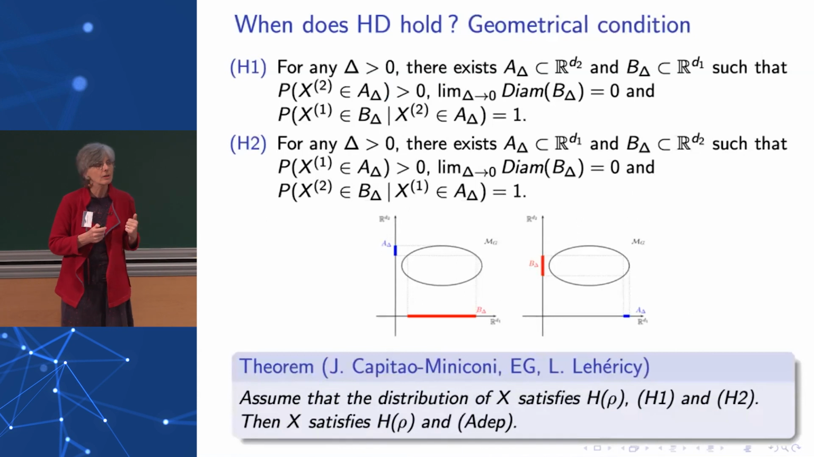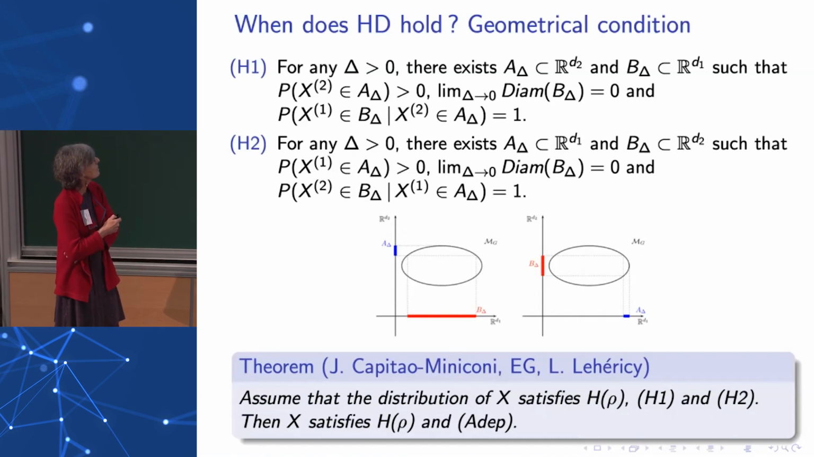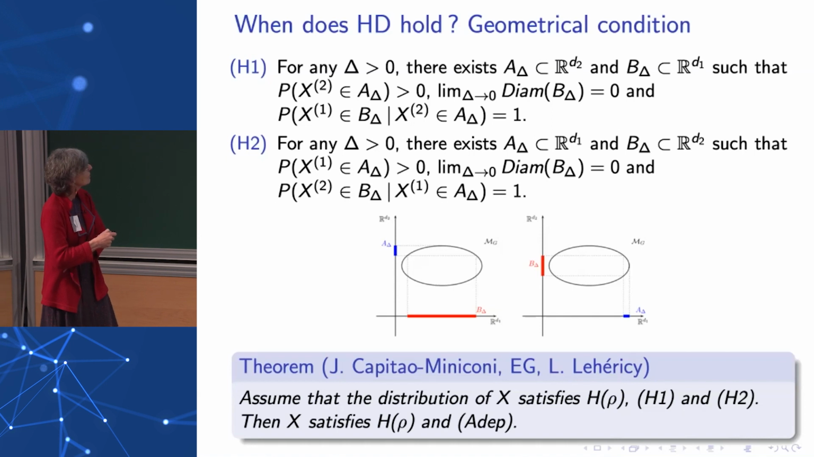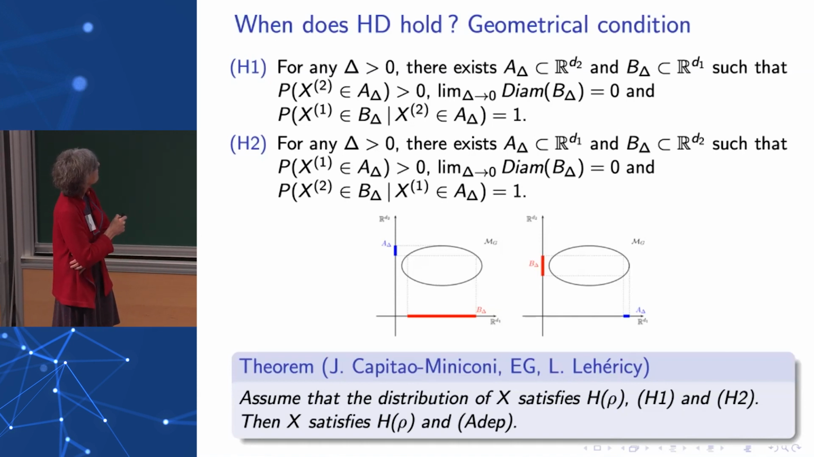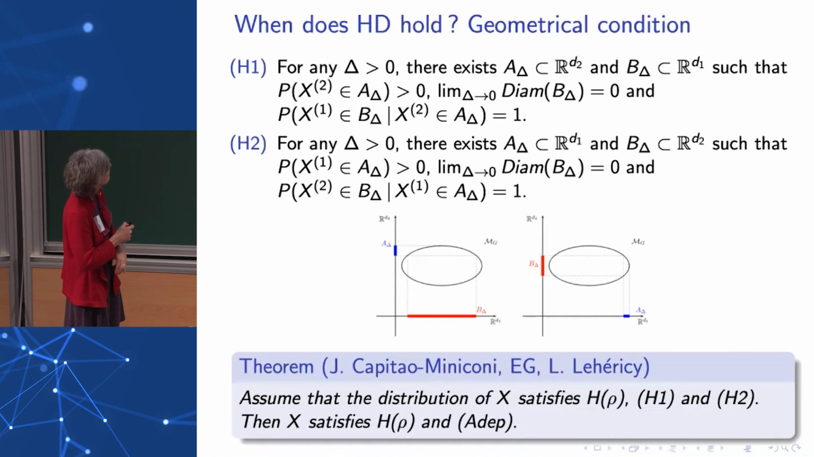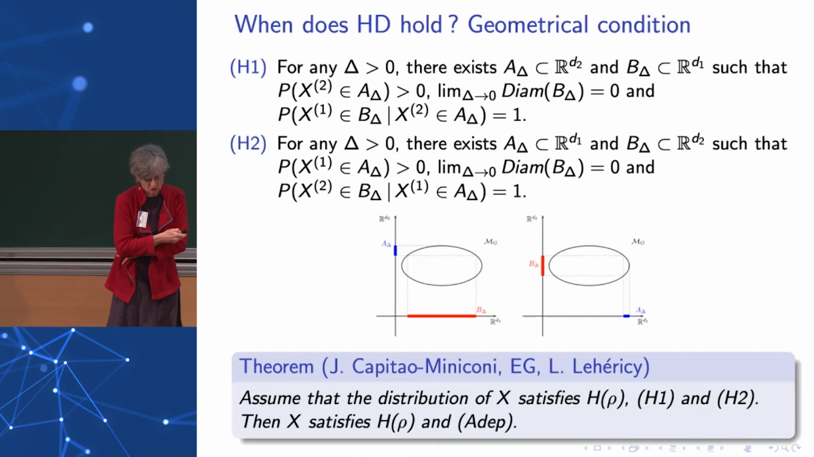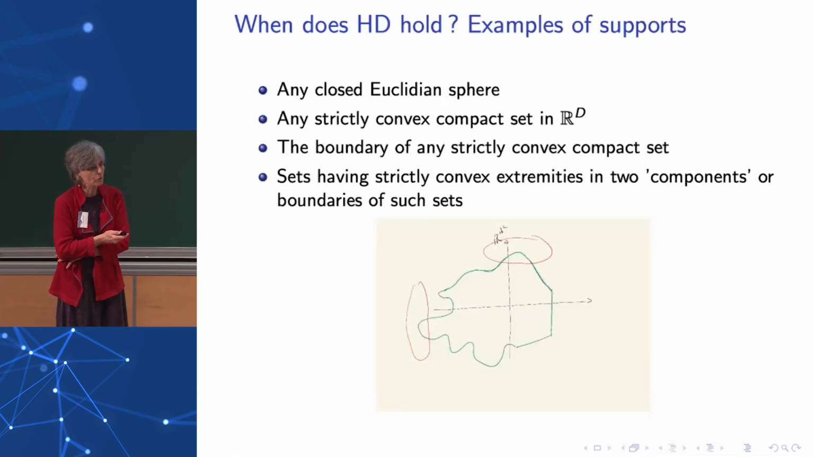So another condition which makes things easier to understand is the following. Well, ADEP is not the good notation, it's HD, it's copy-pasted from another paper. In each component, R^d1 or R^d2, you can find a set in that dimension where, if you say the component is here and you make it smaller, then you will shrink to a point in both directions.